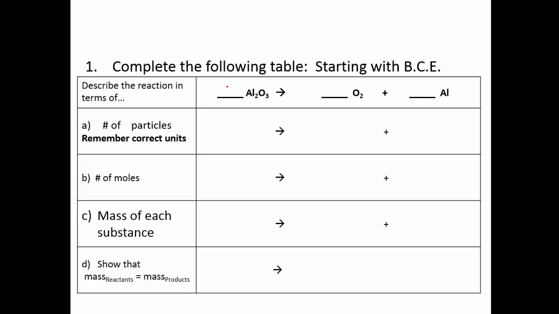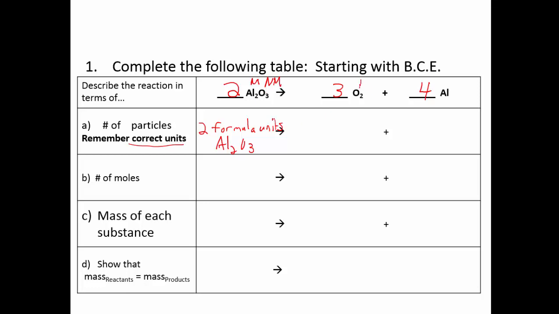So first off, to balance, 3 oxygens, need the 2, need the 3 to get 6 oxygen each side, and then our 4 aluminums to balance out. So number of particles, remembering our correct units. So for aluminum oxide, we're going to have 2 formula units of aluminum oxide, because we have a metal and a non-metal coming together there.